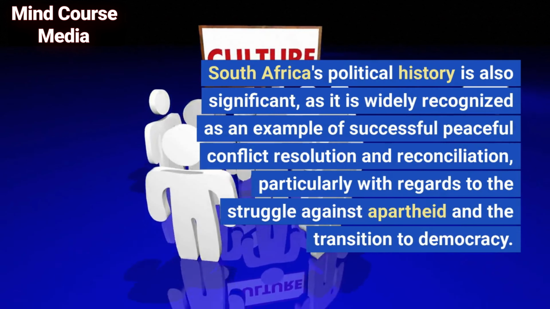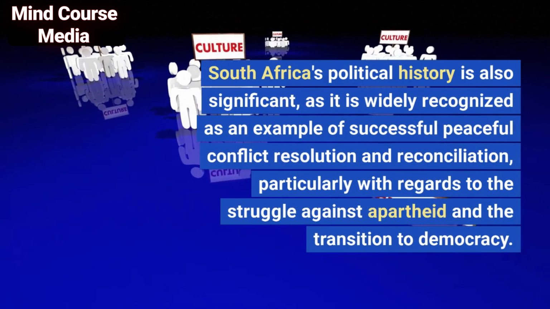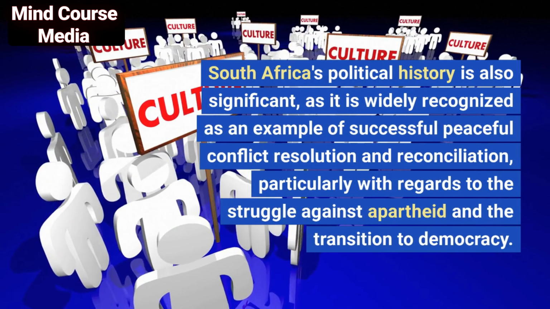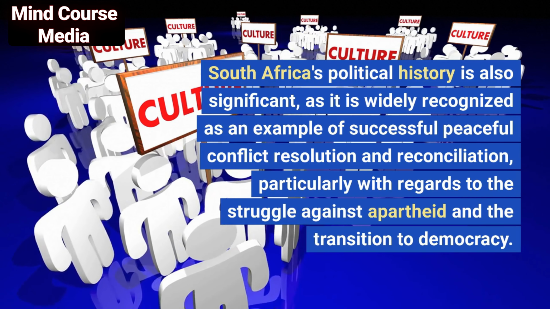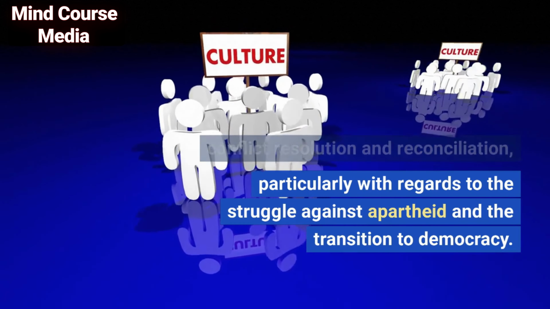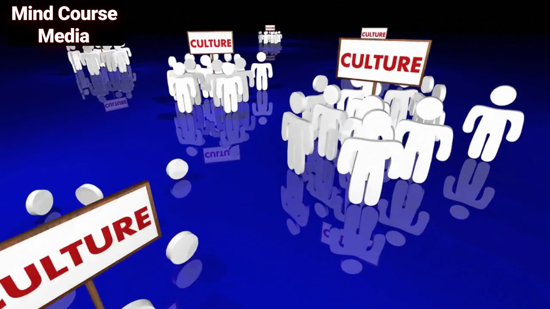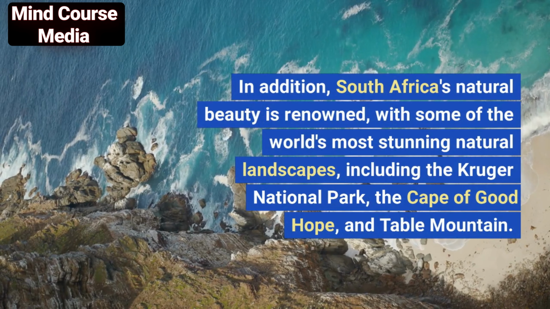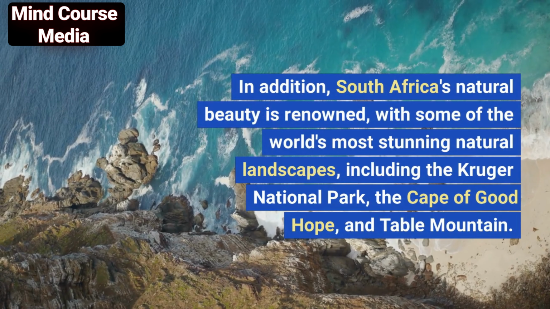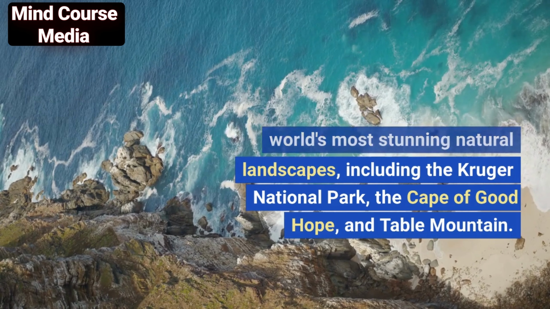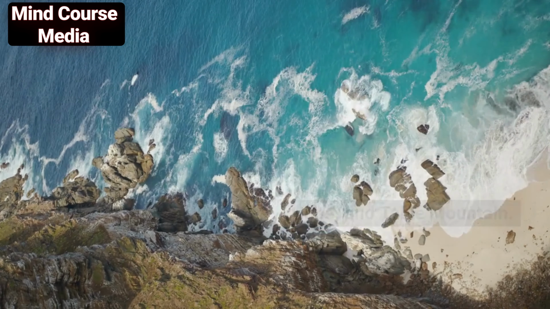South Africa's political history is also significant, as it is widely recognized as an example of successful peaceful conflict resolution and reconciliation, particularly with regards to the struggle against apartheid and the transition to democracy. In addition, South Africa's natural beauty is renowned, with some of the world's most stunning natural landscapes, including the Kruger National Park, the Cape of Good Hope, and Table Mountain.